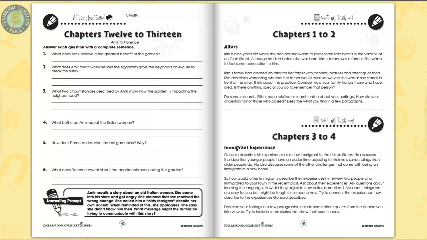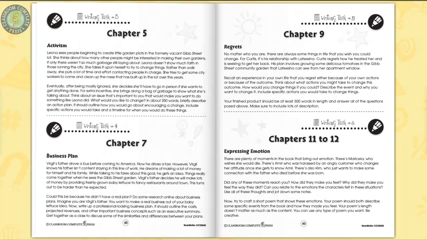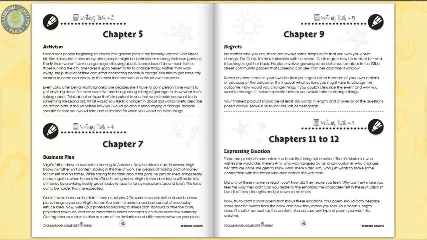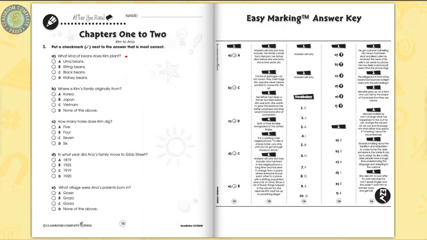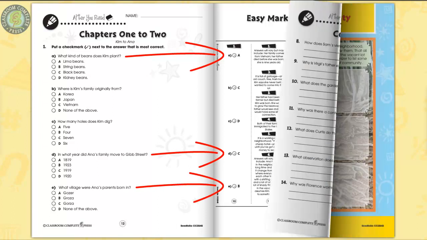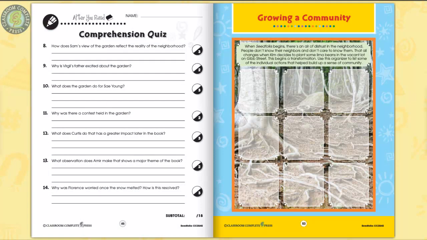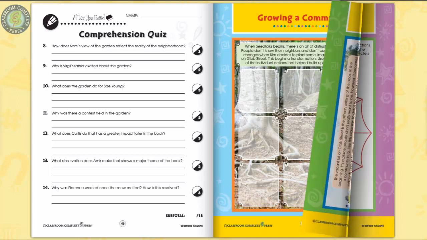Supplement an existing unit with in-depth writing tasks, such as imagining being Virgil's father and creating a business plan for the baby lettuce idea. A word search puzzle and comprehension quiz end the unit. The easy-marking answer key works by lining up perfectly with the matching question pages. 3 color posters, which are graphic organizers, complete the resource.